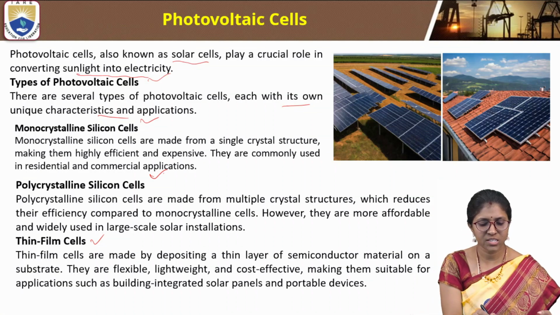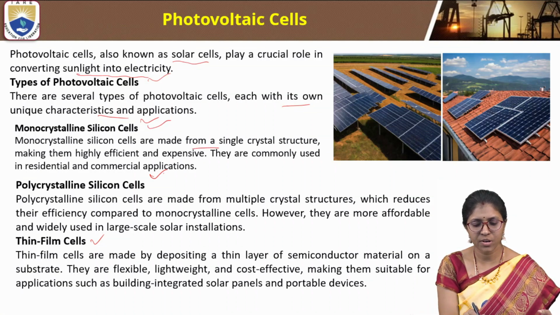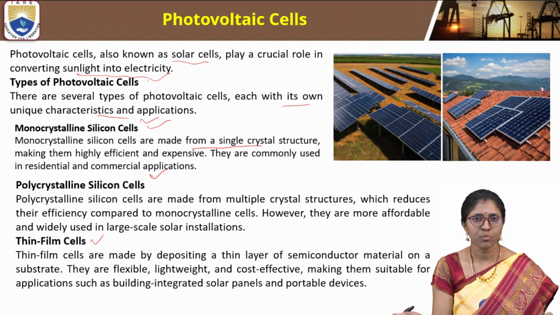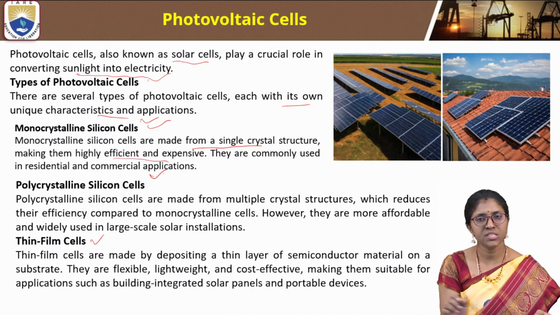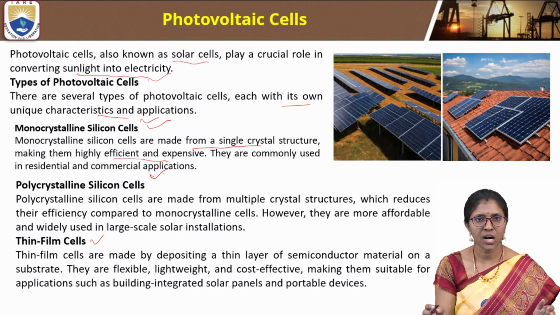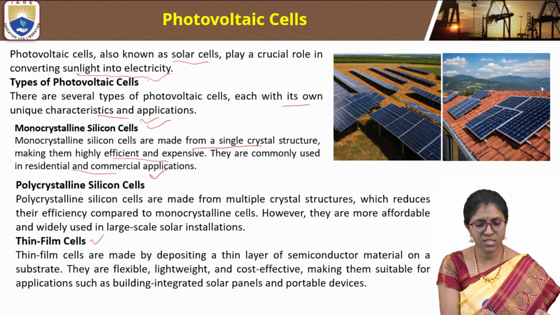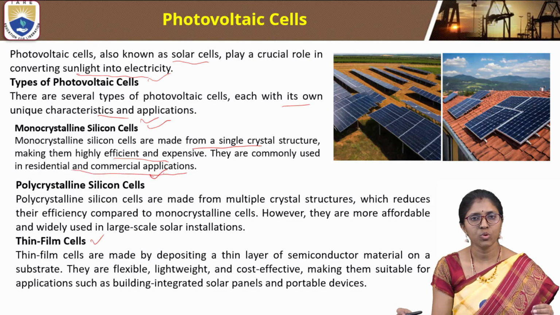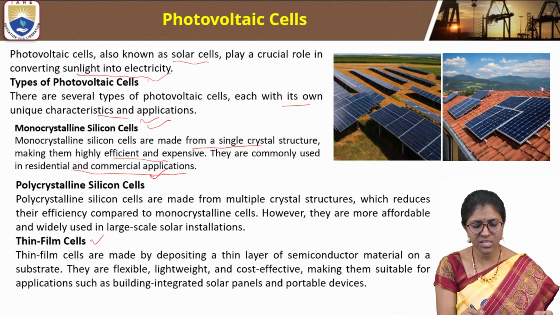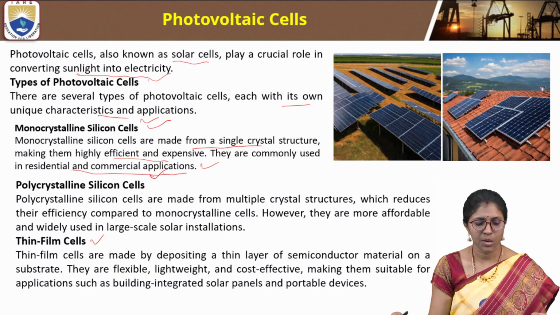Monocrystalline silicon cells are made from a single crystal structure, making them highly efficient and expensive. They are commonly used in residential as well as commercial applications.